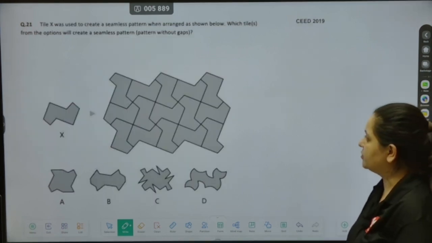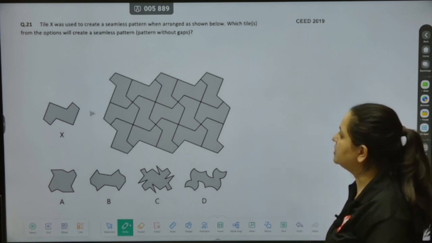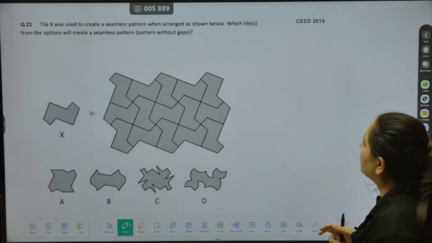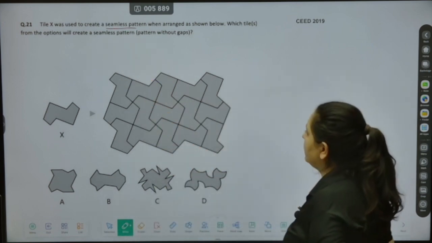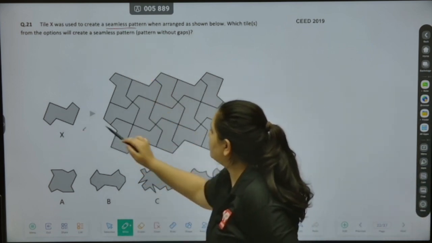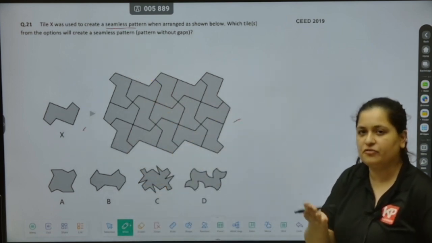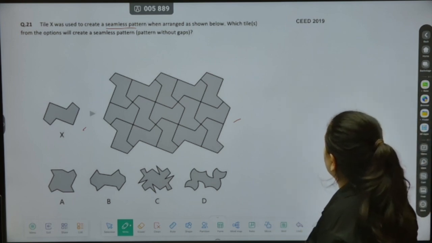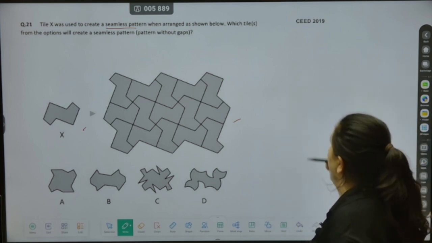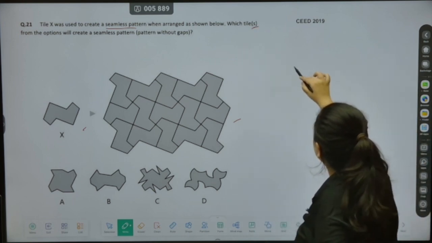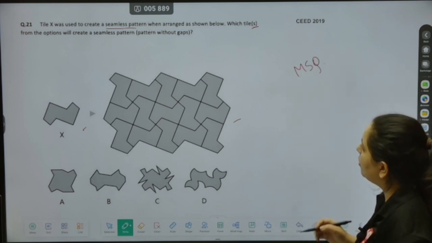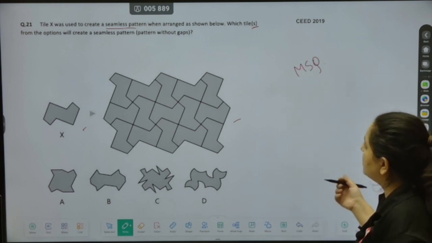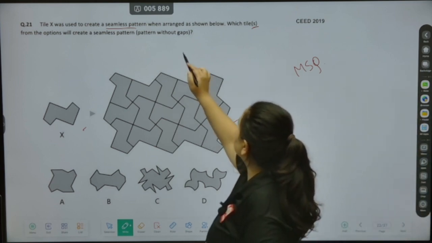Moving on to the next question. Let's read the question first. Tile X was used to create a seamless pattern when arranged as shown below. So just by looking at the sample, we know that it is a question from tessellation. Okay, let's move ahead. Which tiles, so it's an MSQ type of question. Which tiles from the options will create a seamless pattern without gaps?